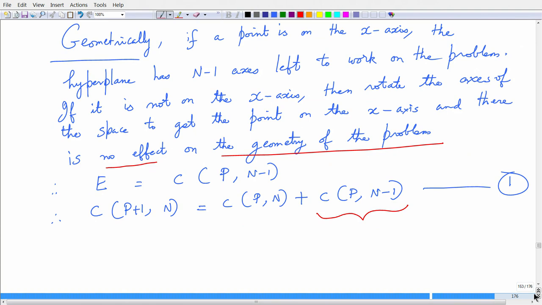So, geometrically if a point is on the x axis, the hyperplane has n minus 1 axes left to work on the problem. If it is not on the x axis, then we can rotate the axis of the space to get the point on the x axis and there is no effect on the geometry of the problem. So, the number of additional terms is essentially this counting function c of p comma n minus 1, because we are working over n minus 1 dimensions. Now, we have the recursion which is set up like this, c p plus 1 comma n is c of p comma n plus c of p comma n minus 1, and this is this extra term that we have.